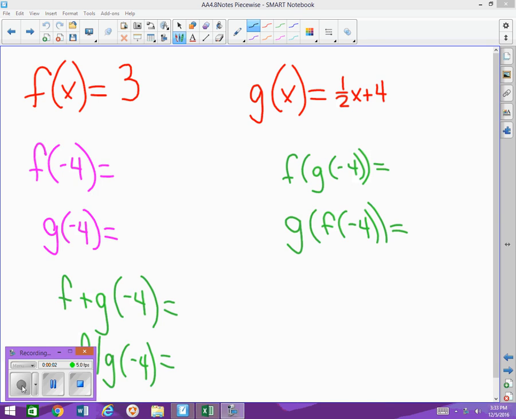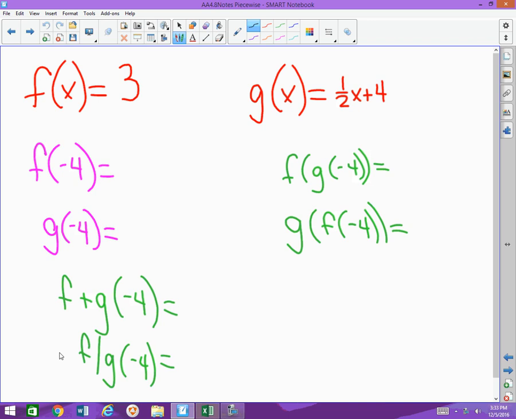All right, the next section we're going to deal with is piecewise functions. First, review what was done last section, evaluating functions.